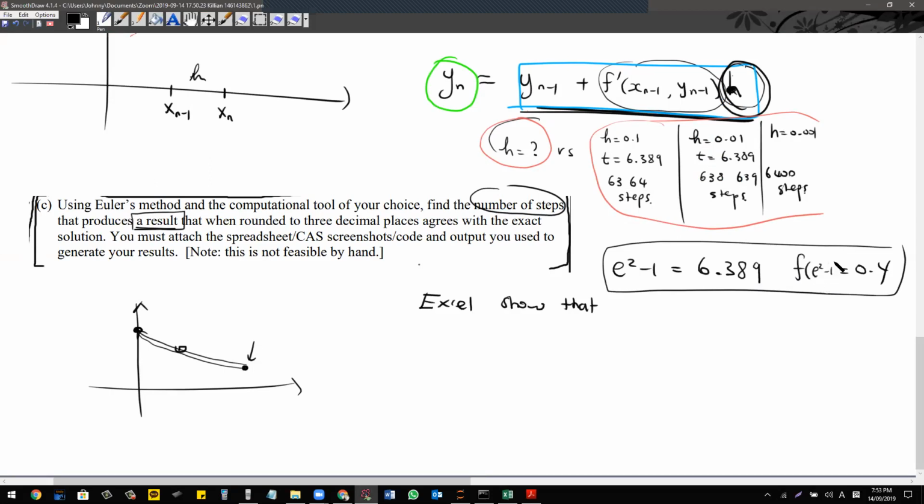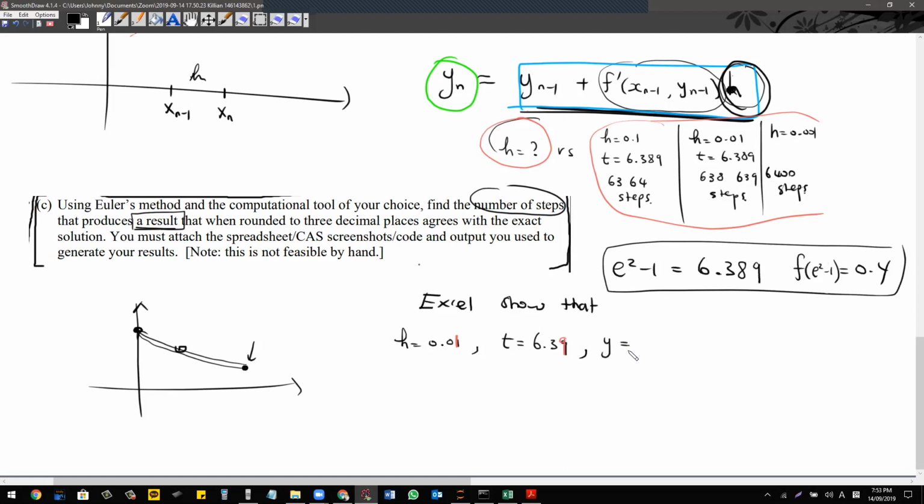F of e squared minus 1. So Excel shows that when h is equal to 0.01, I have to be careful about how I write this. When the step size is this, when t equals 2, because the step size is 0.01, you cannot say t equals 6.389. You can only say 6.39, right? Which matches that digit with this one.